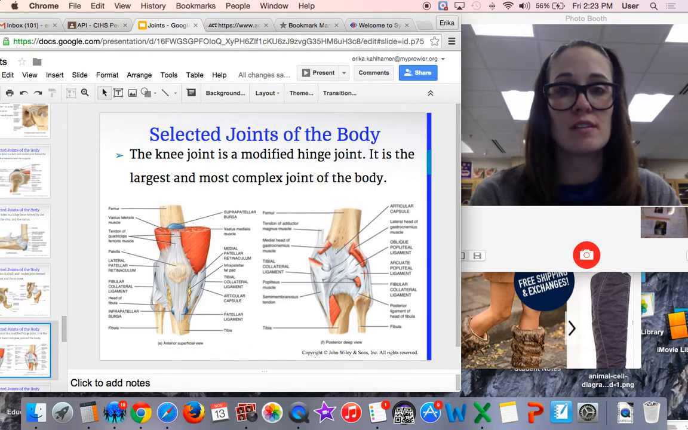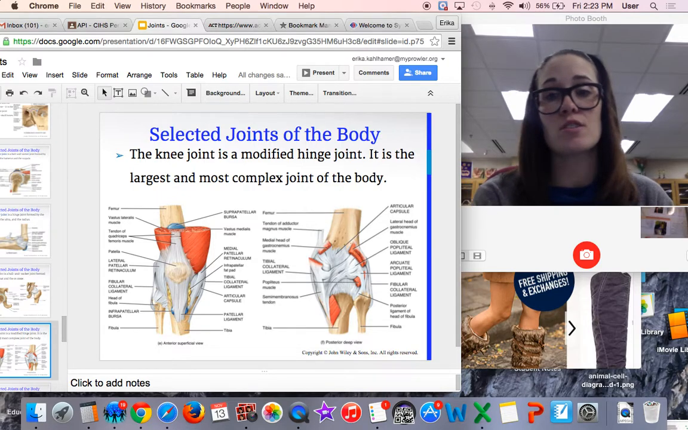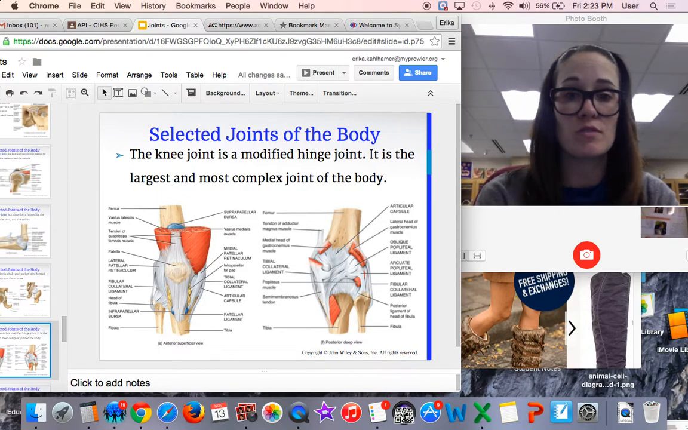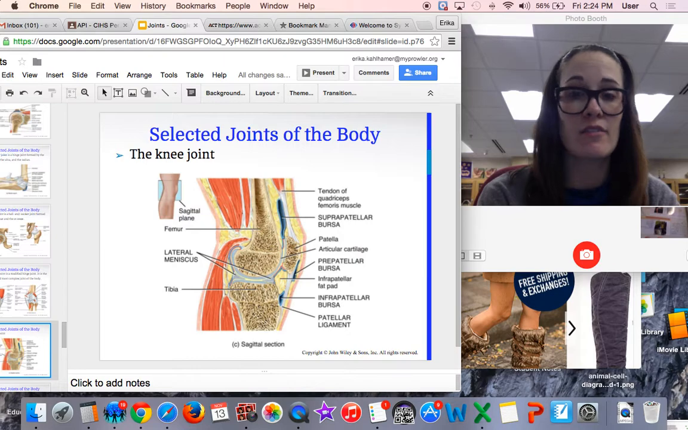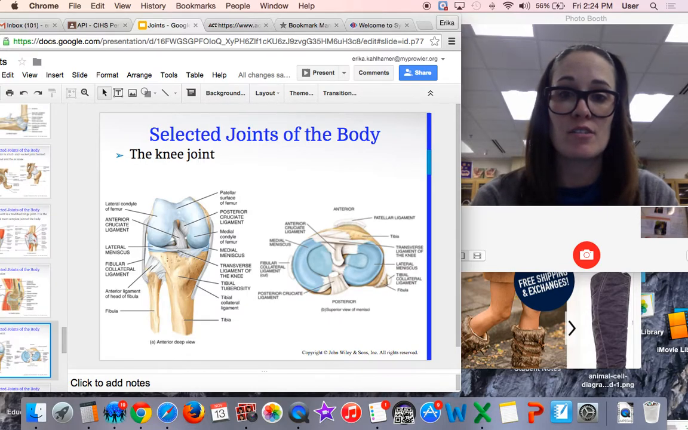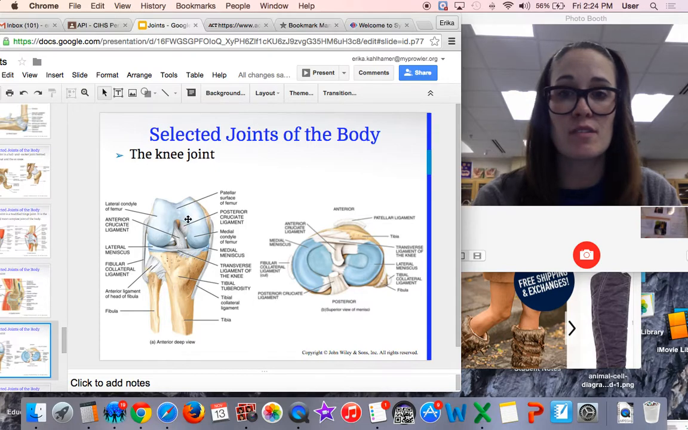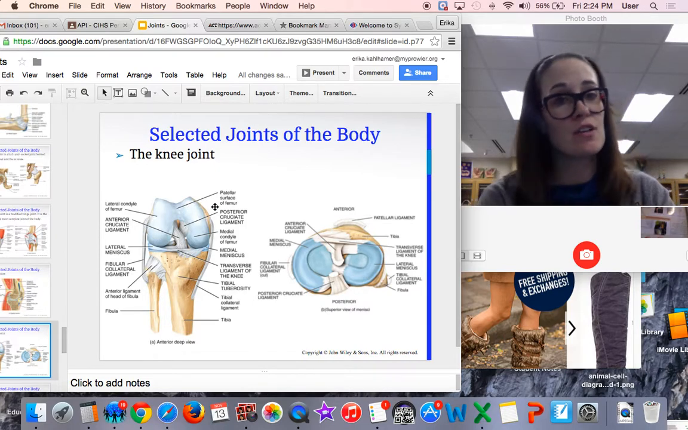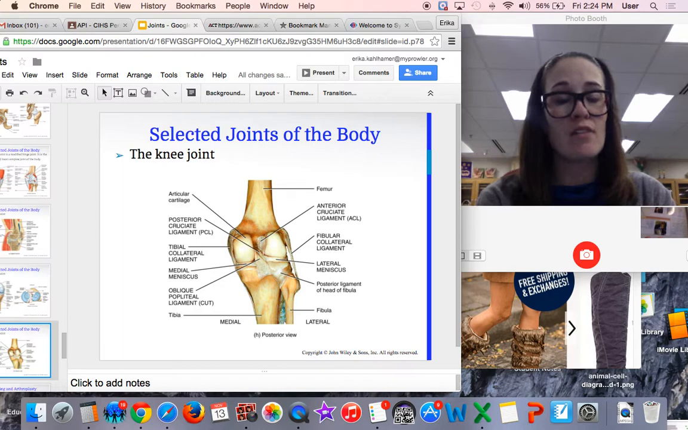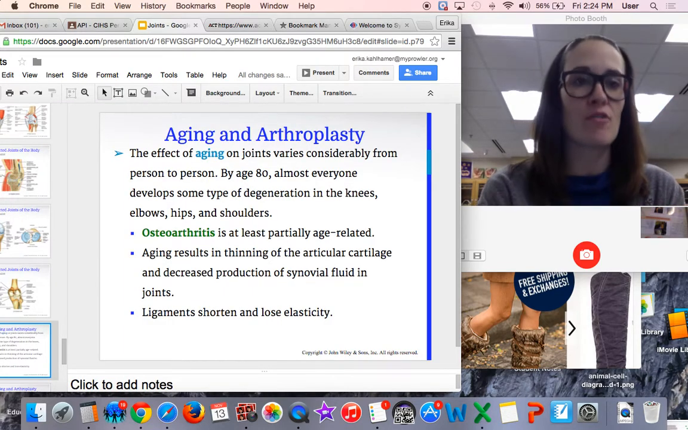And knee joint is modified hinge. It's actually the largest and most complex. It has the most complex ligaments within it, and there's bursae in there, menisci, so that's why it's considered more complex. And there's just some other images of the knee joint. Remember, this cartilage on top of the surface of the bones is called articular cartilage. If that starts to wear down in any joint, it can cause something called osteoarthritis.